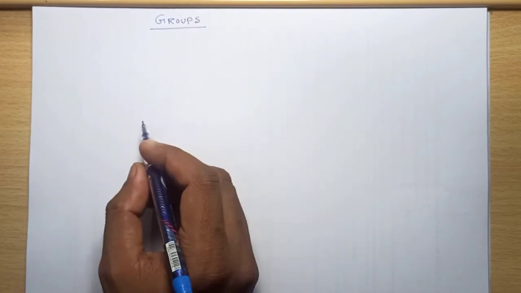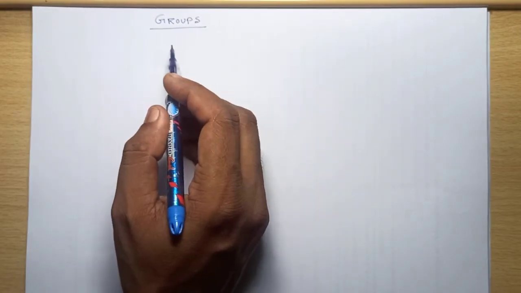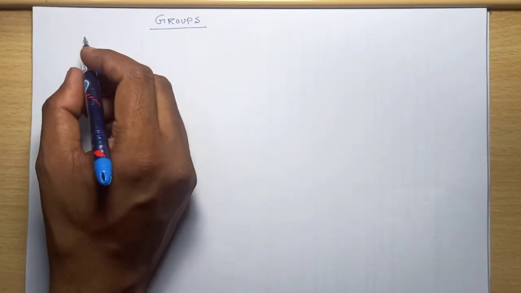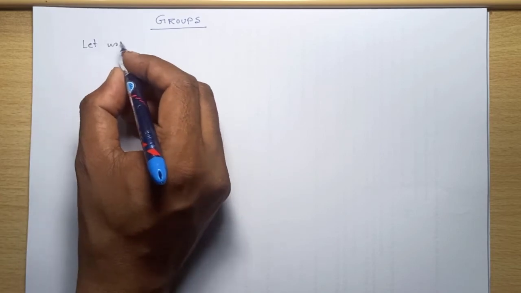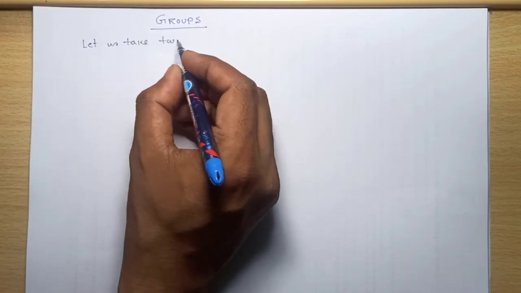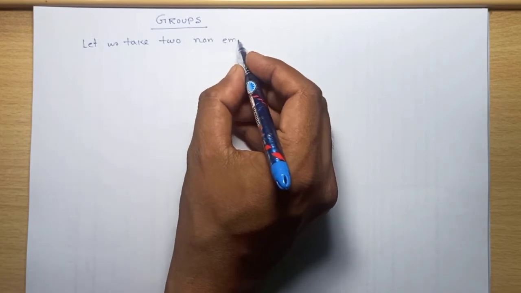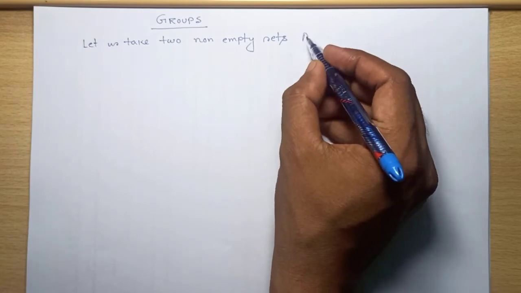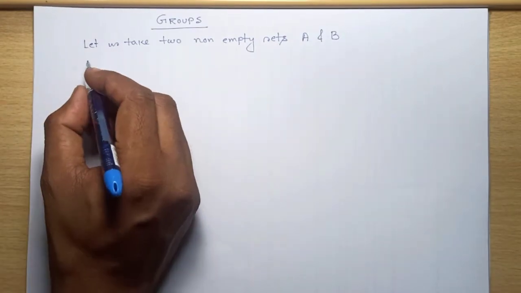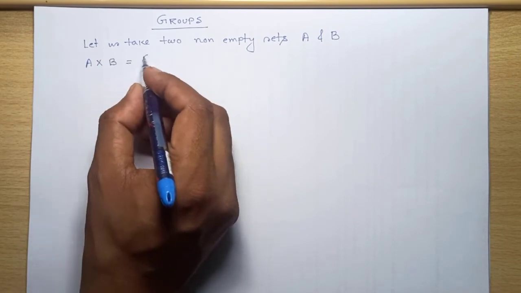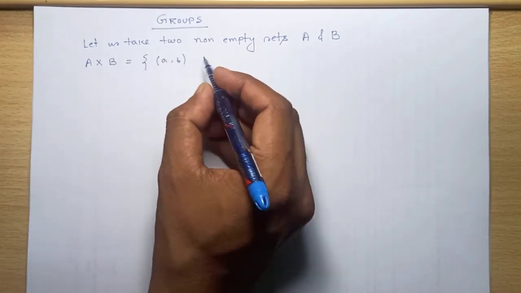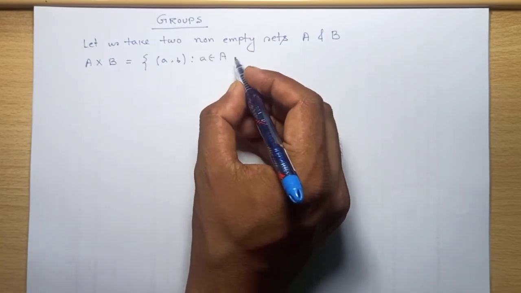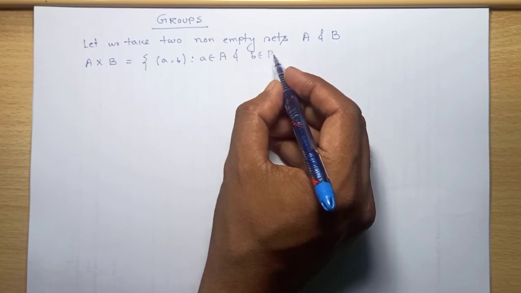The chapter is groups. To know about the groups, we have to understand the concept of binary composition. Let us take two non-empty sets, capital A and capital B. Then obviously A cross B is nothing but the collection of all ordered pairs (a, b), where the first component belongs to the first set and the second component belongs to the second set.